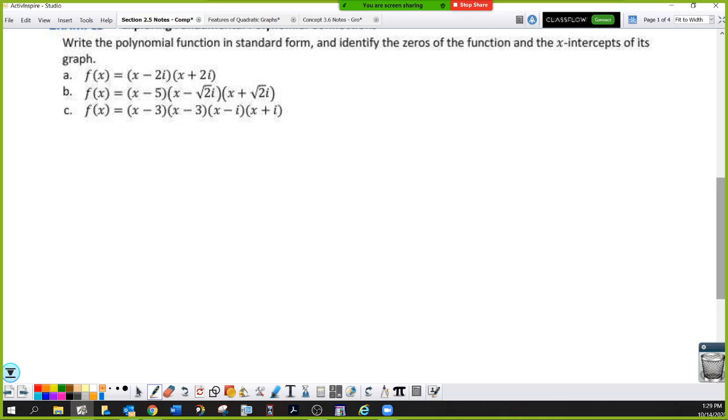So for A, our zeros, those are everything that makes the inside of the parentheses equal 0. So x equals, in the first set of parentheses, it would be positive 2i. And in the last set of parentheses, it would be negative 2i. So the zeros are plus or minus 2i. Hey, look, both of those zeros are complex. So does it have any x-intercepts? No, it does not.